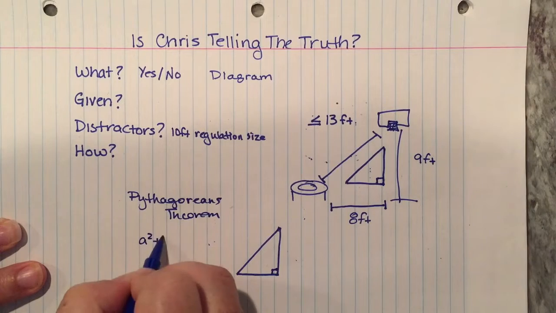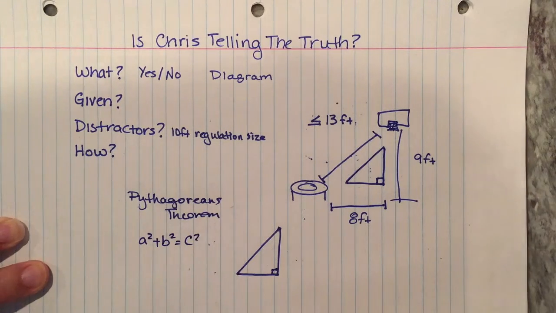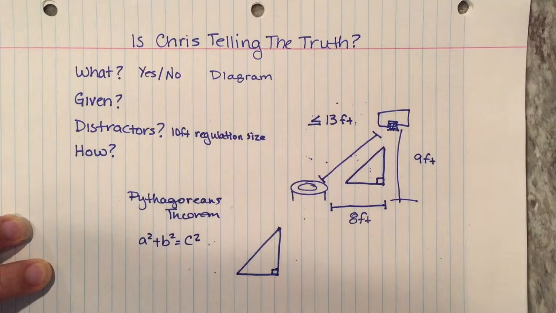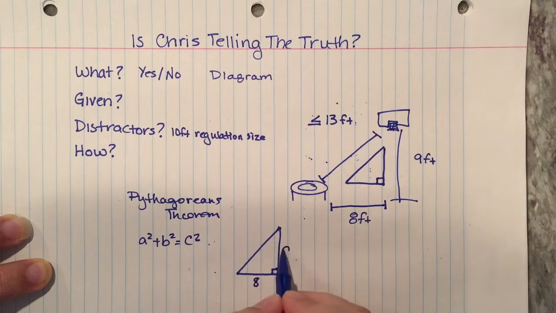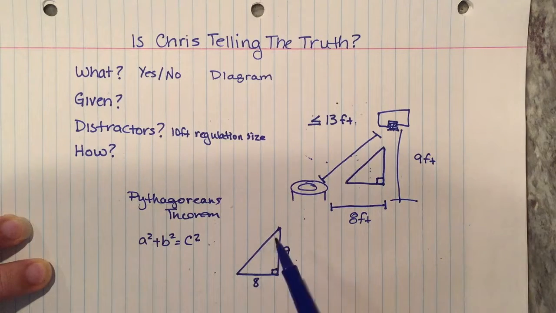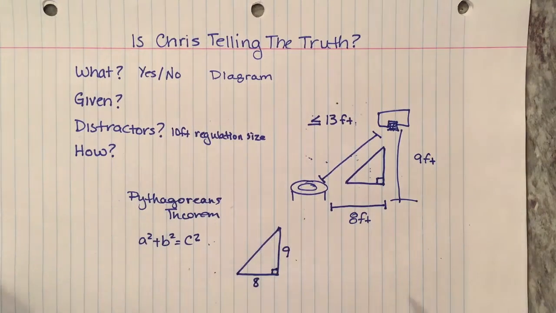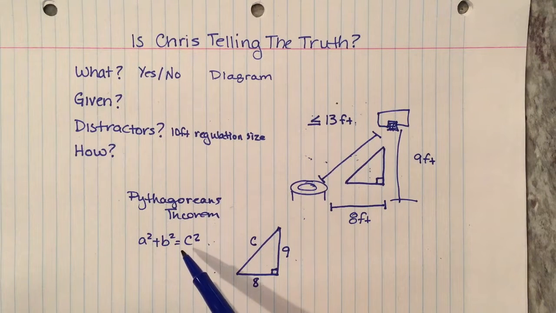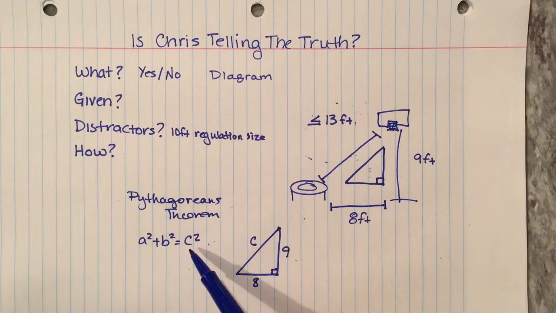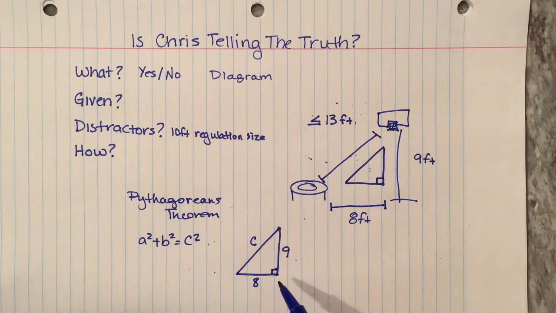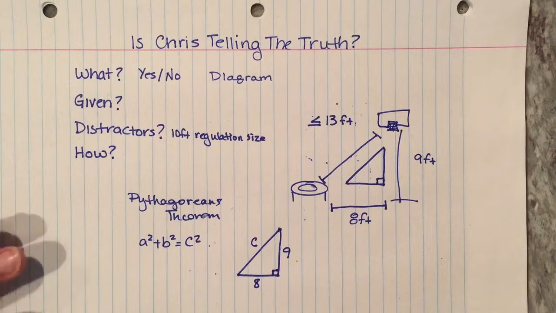Pythagorean's theorem is a squared plus b squared equals c squared. And now let's fill in our triangle with the right parts. We've got 8 feet is the distance from the trampoline to the basketball goal. 9 feet is the height of the basketball goal. And I want to find out what would be the required diagonal distance to dunk the basketball. So I'm going to label that as C. The reason I labeled it as C is I know in my Pythagorean theorem, C is representative of the longest side of the triangle and also the side opposite the right angle.